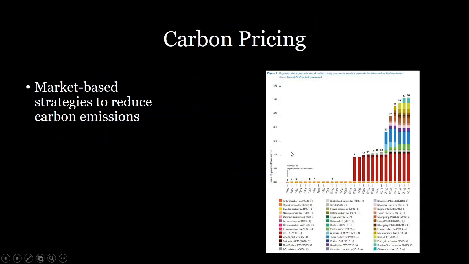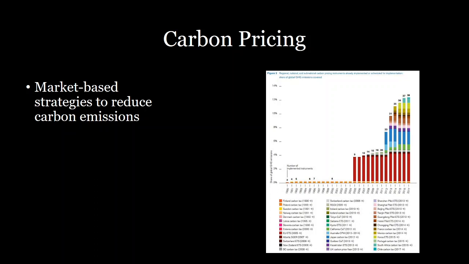So what are some other solutions that we can use to incentivize this change? One of those is carbon pricing. Carbon pricing are market-based strategies in order to reduce carbon emissions. You may have heard of a carbon tax or a cap and trade program. Those are the two types of carbon pricing that fit under this umbrella.